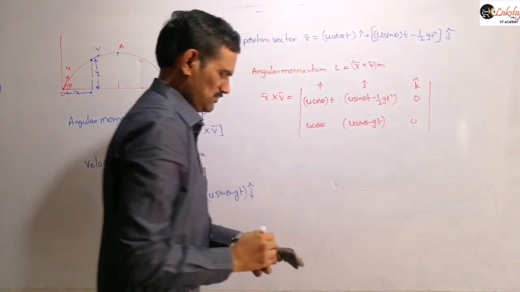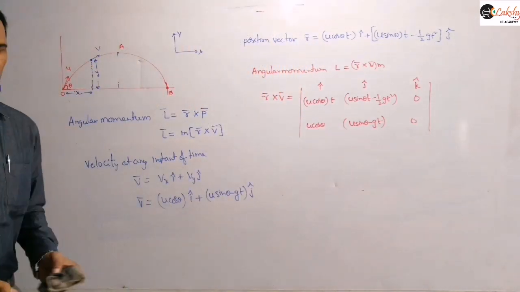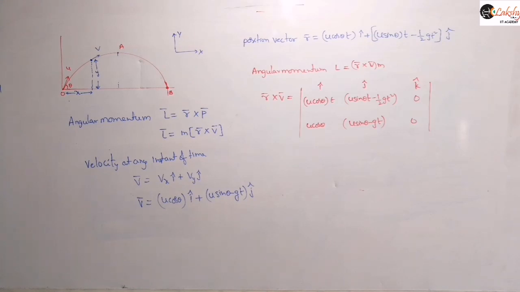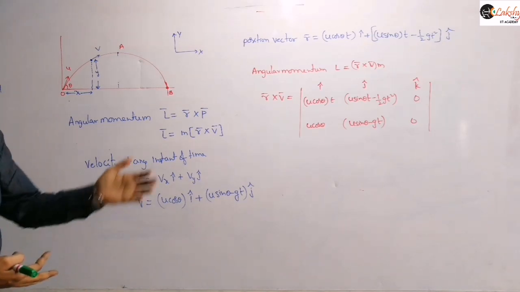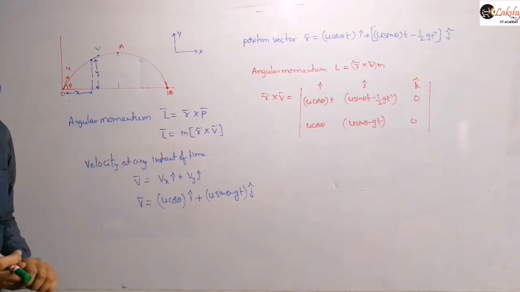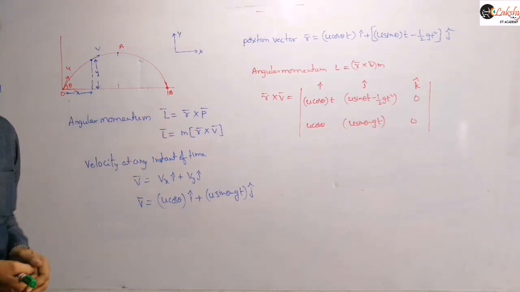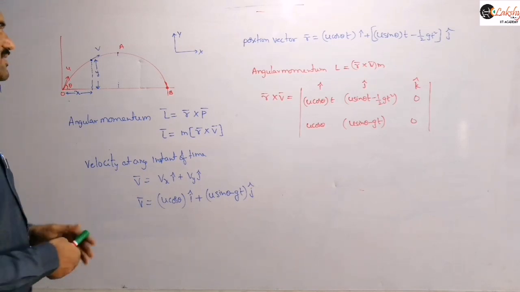and this is 0. You just need to find the cross product of this, and if numericals are given, then the calculation will be easy for you. Otherwise it will appear to be some lengthy calculation here, nothing to worry about. Generally numericals will be given, so you can calculate that easily.